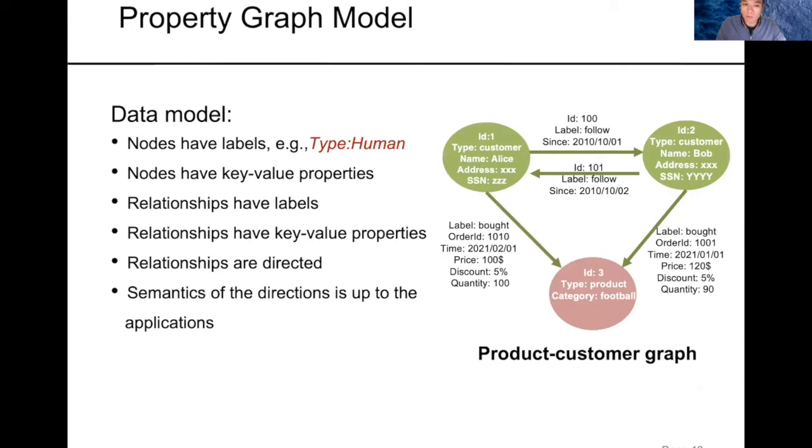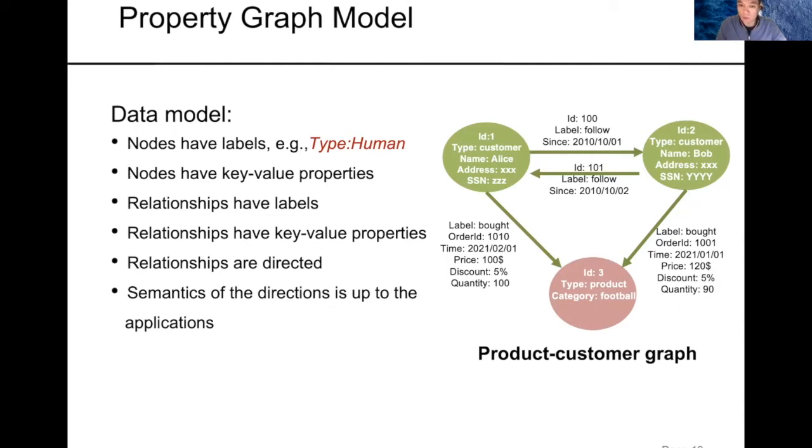For the property graph model, nodes have labels, nodes have key-value properties, relationships have labels, and relationships have key-value properties. All of the relationships are directed, and the semantics of the direction is up to the application. And here is an example of a product-customer graph.